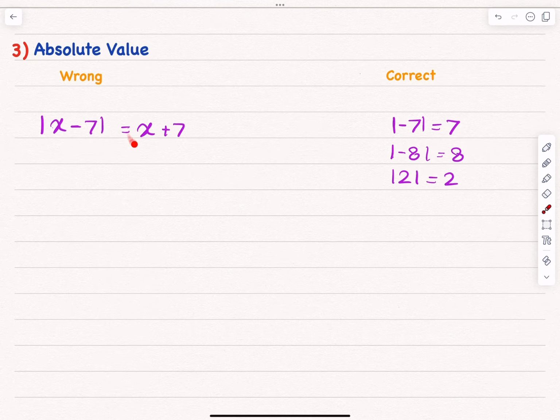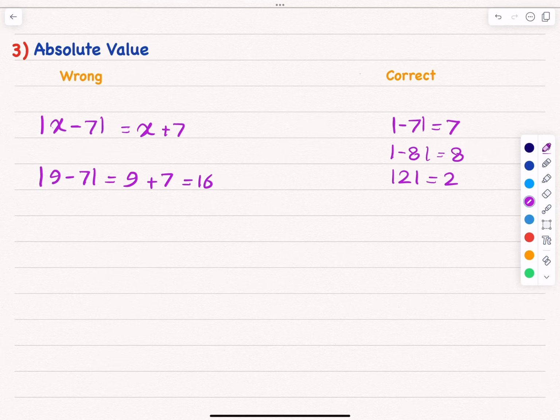So this is wrong. To understand why this is wrong, if we follow the same logic here with 9 minus 7, let's say, it would be 9 as it is, and the minus 7 would be plus 7. 9 plus 7 would be 16, where of course this is wrong because 9 minus 7 is 2 inside, and the absolute value of 2 should be 2, not 16.